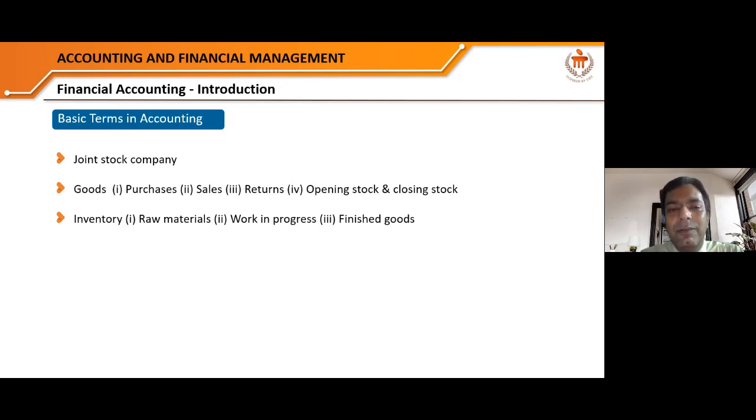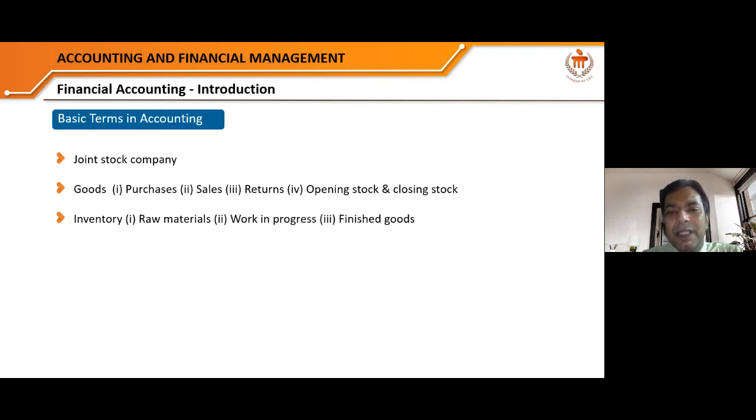If we have sold and it has been returned to us, maybe due to any reasons, we call it sales return, the sales which have been returned to us. And when we purchased some goods, we didn't like them, and we thought it's better to return them, we call it purchase return. So when the sales get returned to us, we call it sales return. When we return the purchases, we call it purchase return.